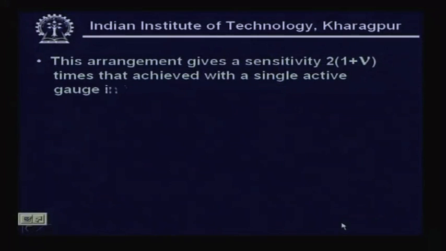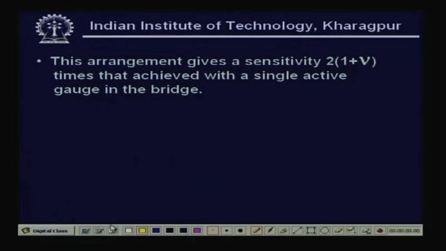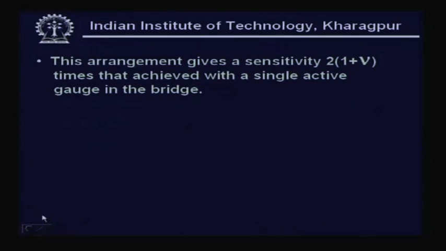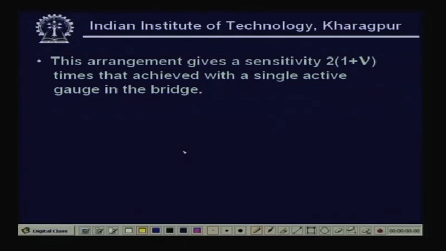This arrangement gives a sensitivity of 2 into 1 plus nu times that achieved with a single active gauge in the bridge. We have seen this if you go to the previous slide: you can see that 2 into 1 plus nu times that achieved with a single active gauge is true, because in the case of a single gauge, the sensitivity will be much lower.